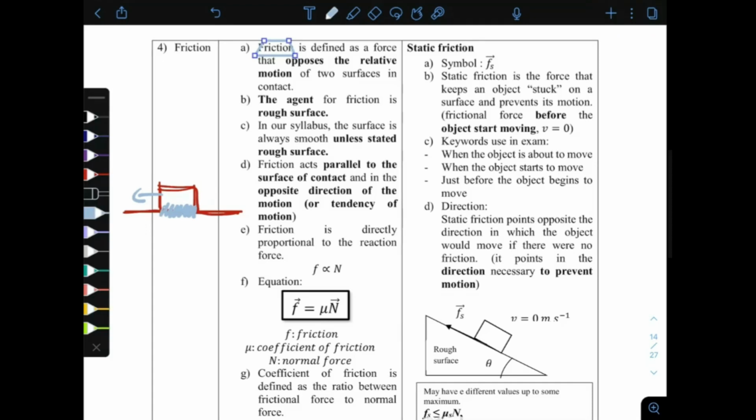So the agent for friction is rough surface. Kalaulah permukaan kita rough, baru you can experience friction. If it's a smooth surface, you will never experience any friction. Tak ada friction kalau permukaan kita adalah smooth.